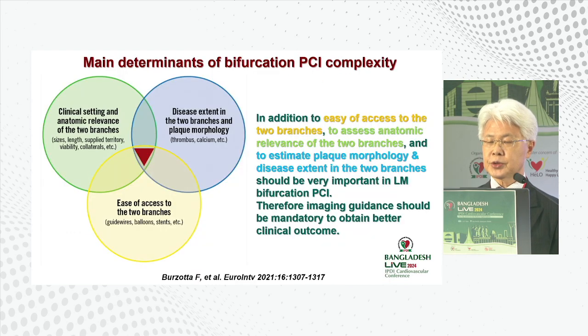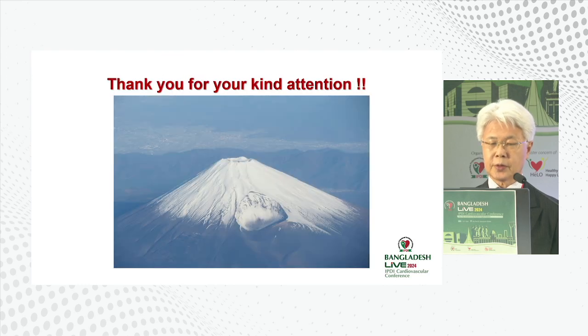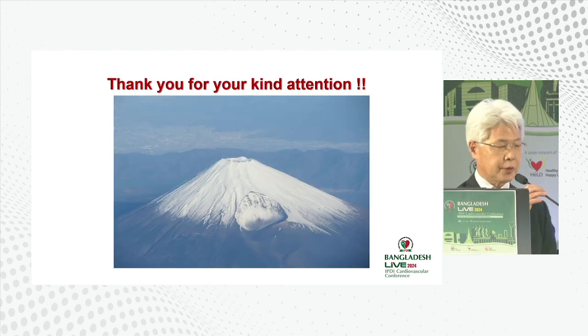So in addition to easy access to the two branches, assessing the anatomic relevance of the two branches and estimating plaque morphology and disease extent in the two branches should be very important in left main bifurcation PCI, and therefore imaging guidance should be mandatory to obtain better clinical outcome. This is my take-home message. Thank you very much for your kind attention.